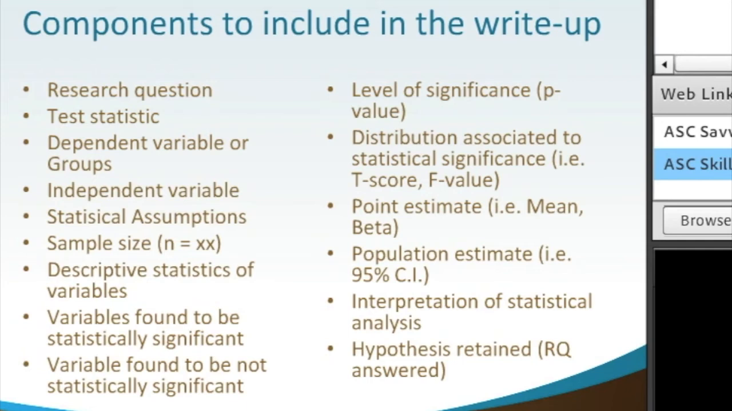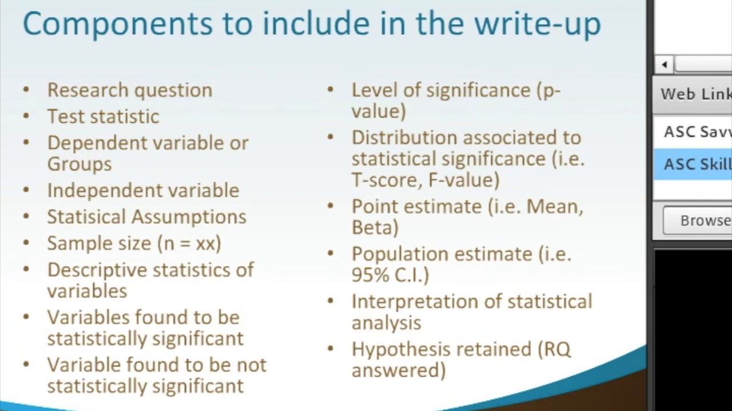Following the point estimate, you want to include the population estimate. And the population estimate is that confidence interval. Because in statistics, especially in biostatistics, what we are interested in is actually the population estimate. The point estimate changes from sample to sample. And when we're collecting samples from a single population, that point estimate is going to change. But it's that population estimate that we're really interested in.